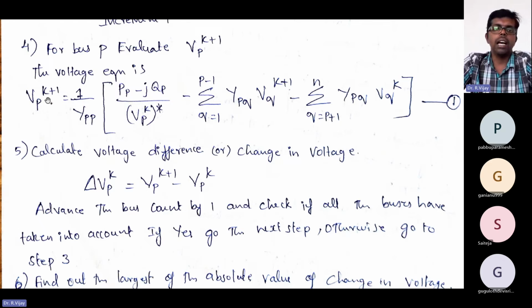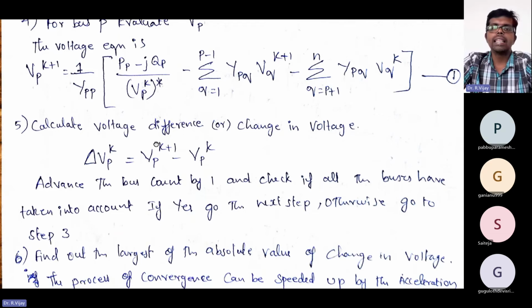Okay, so I repeat, V_p^(k+1) is equal to 1 divided by Y_pp into [(P_p minus j Q_p) divided by V_p^k, the whole star, minus summation q is equal to 1 to p minus 1 Y_pq V_q^(k+1), minus summation q is equal to p plus 1 up to n Y_pq V_q^k]. So take this as equation number 1.